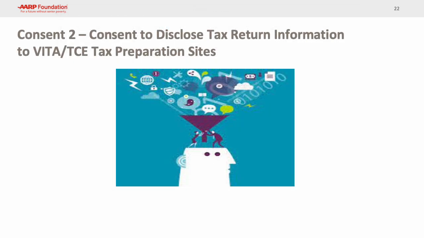So here's consent 2, the consent to disclose tax return information to VITA TCE tax preparation sites, including Tax-Aide. This consent allows taxpayer information to be shared with the Tax-Aide Foundation and is combined with other taxpayer information for the purpose of obtaining grant funding. It's one very important way we're able to provide this service for free. If a taxpayer asks which of these consents they should sign, like which is the one that means the most to them, this is the one, right? As it helps to keep the service we provide to the taxpayers free of charge.